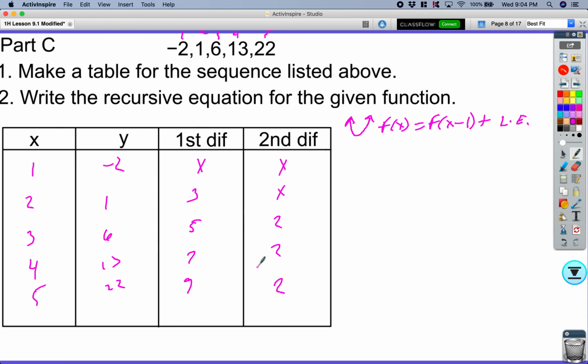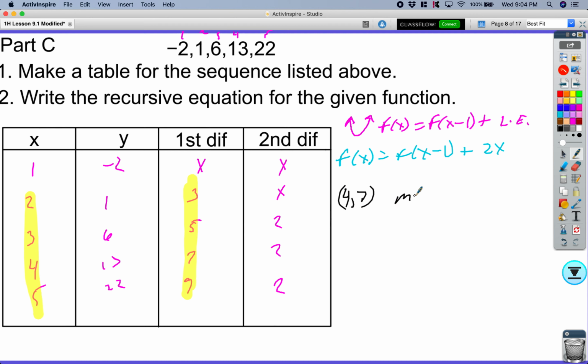So let's go ahead and figure that out. First off, I know my slope is going to be 2, because that's what my constant second difference is. So I'm going to have f of x is equal to f of x minus 1 plus 2x, and now I just need to find that b. Once again, we're just going to take the first differences as my y values, and these as my x values, and solve. You can choose any one of these that you'd like. We'll just go with 4, 7.